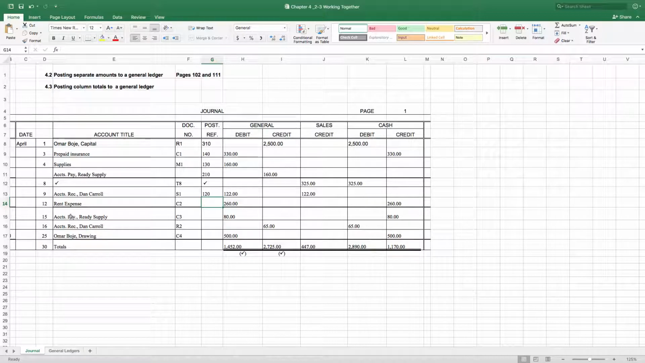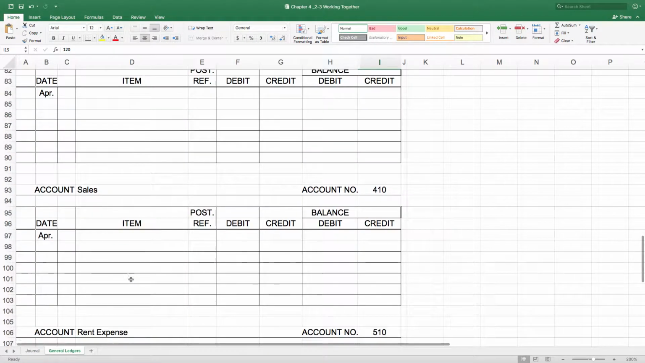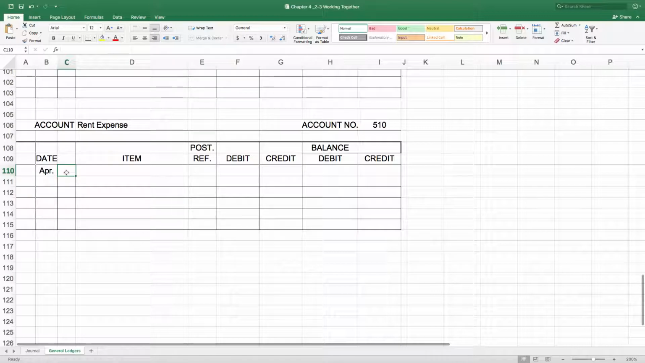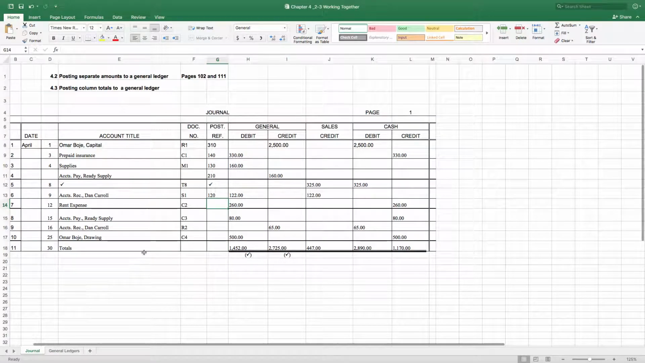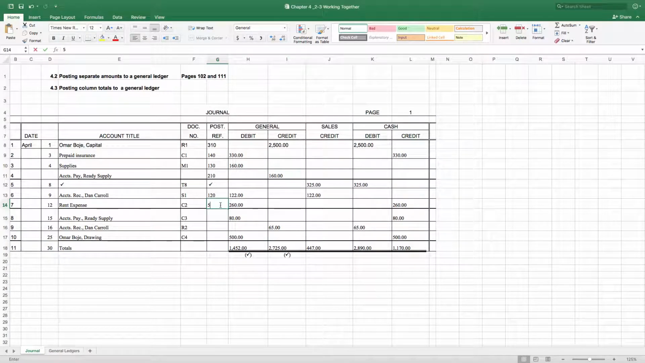Okay. All right. Now for rent expense, let's move on to the next one, which is rent expense. So rent expense has a $260 debit balance on the 12th. So let's find rent expense. It's going to be at the bottom. And it is the 12th. Page 1 of a journal. $260. And then we're going to have a debit balance of $260. We want to take 510 and put it right here in the post reference section for rent expense.